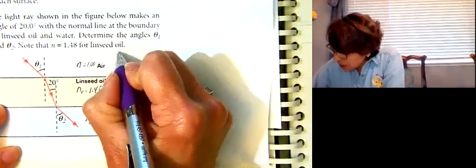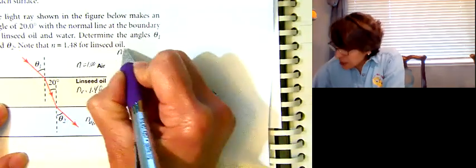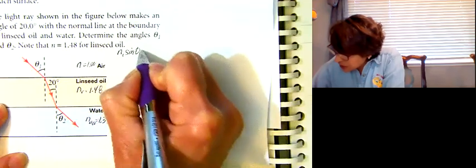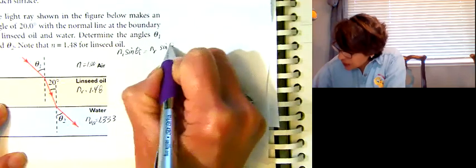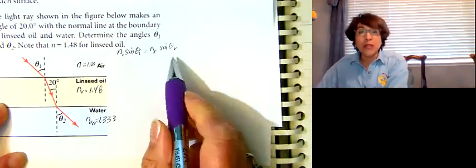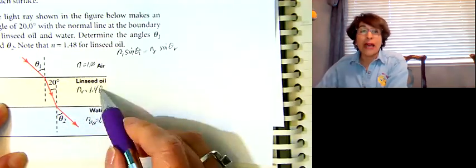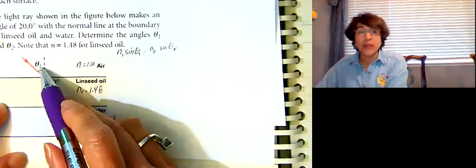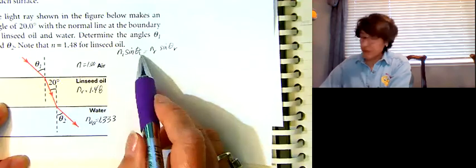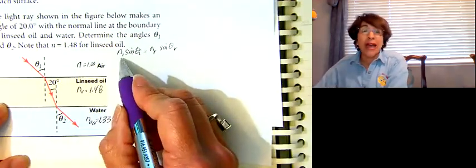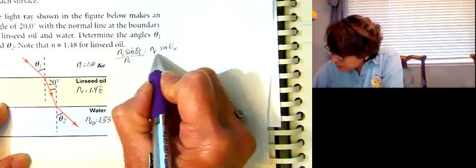The first one, I'm going to write down here: n of the incidence times the sine of the angle of incidence is equal to n of the refraction times the sine of the angle of refraction. Notice here, the refraction angle is 20 degrees and the index is 1.48. So we want to know theta 1, which in this case is the angle of incidence, the first one. So I'm going to divide everybody by n sub air.